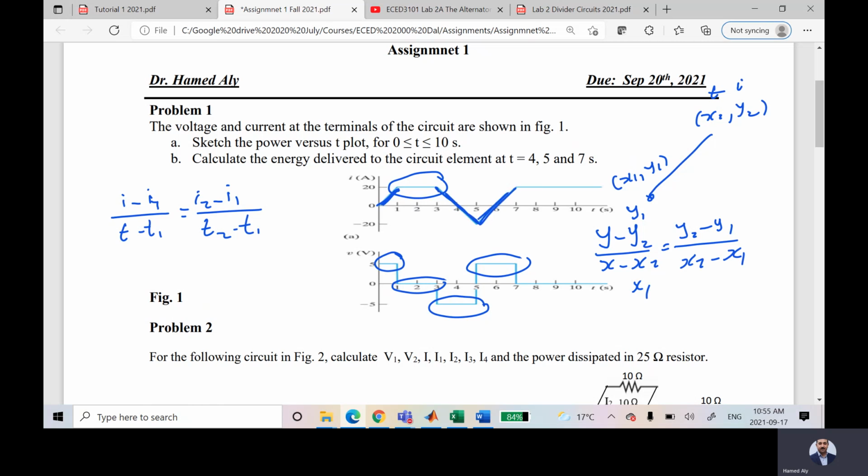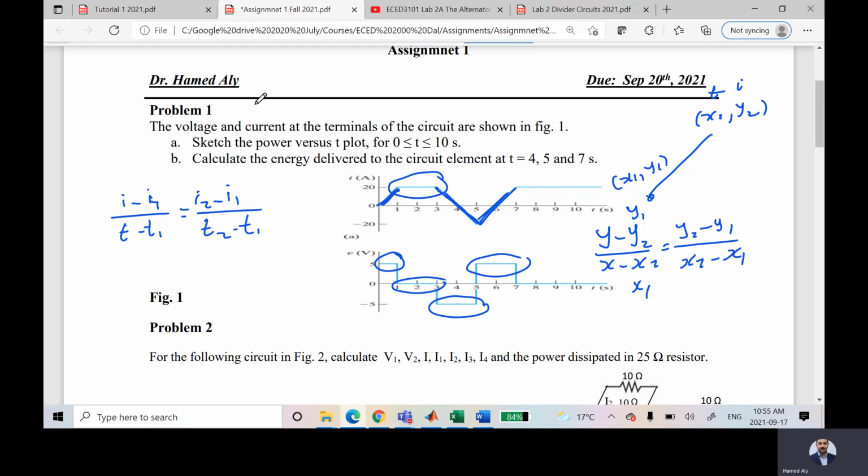Then after that, you will divide that into different periods. From that period to that period, find P, which is equal to VI. From that period to that period, find P, which is VI, and so on. After finding P for each period, you can draw it. Then I asked you to calculate the energy, which is equal to the integral of P dt, and I will have different terms because I have different functions.